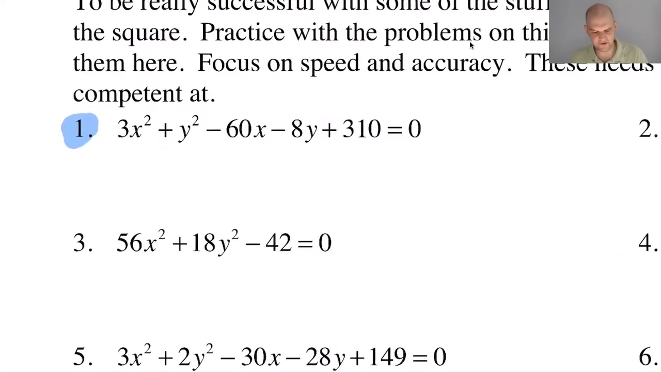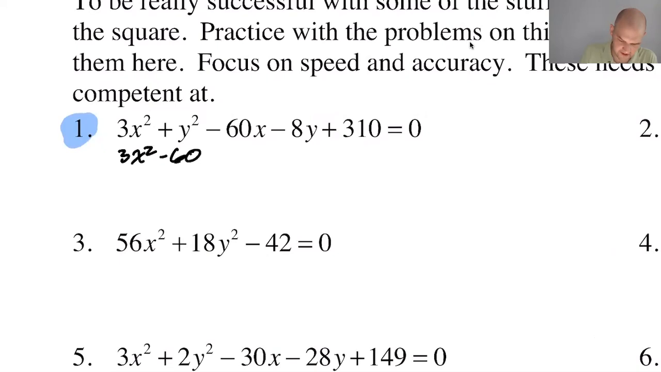So the first step is you want to get everything with an x together. So 3x squared minus 60x plus y squared minus 8y. And generally speaking, you want to move the constant over to the other side because it's just kind of in the way. So I've done that.